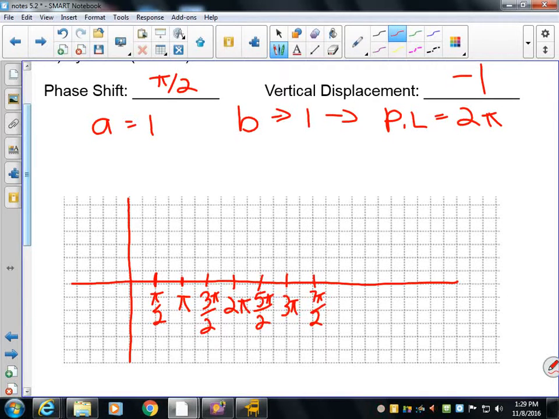Okay, it didn't tell me how many period lengths I needed to do, so I'm going to stop there. Okay? Did it say anything about from 0 to 2 pi? If it does, you should follow that regulation.